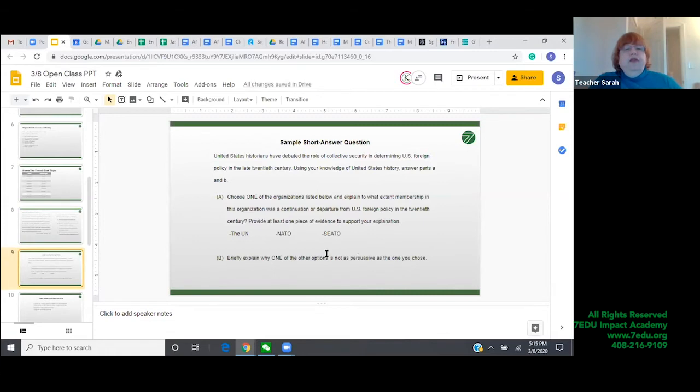Okay, so they want you to choose one of these organizations and explain to what extent membership in this organization was a continuation or a departure from U.S. foreign policy. Okay, well, in the 20th century.